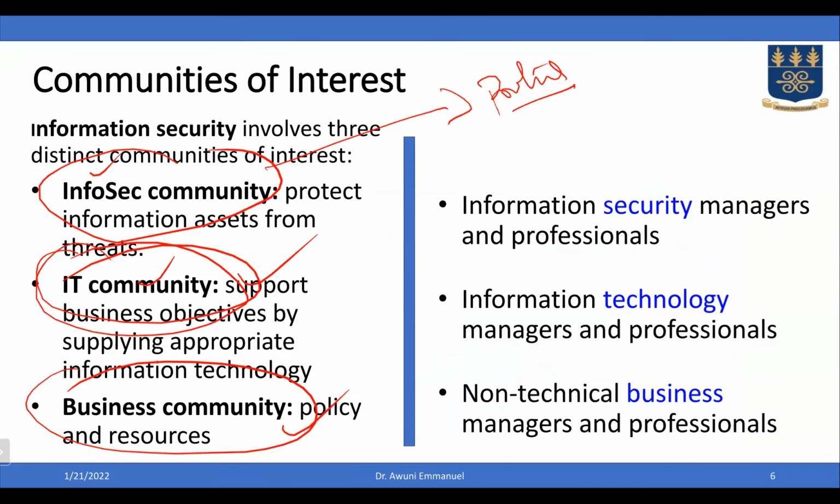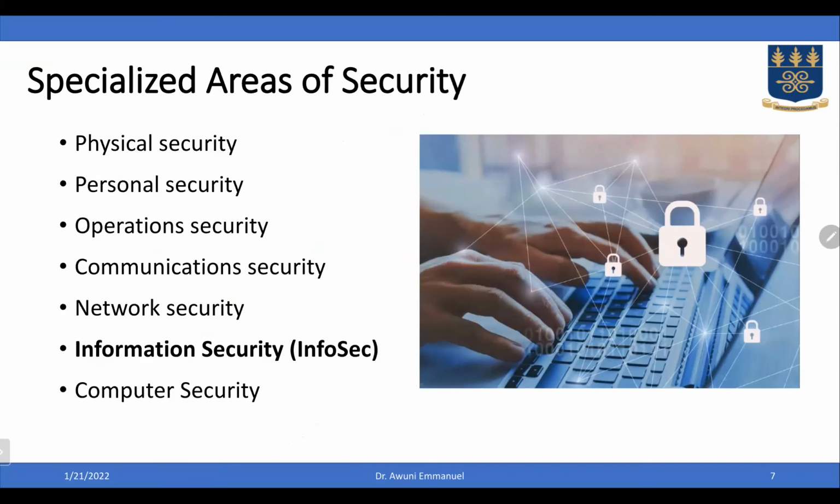The InfoSec community involves security managers and professionals. Information technology also involves managers and professionals in the IT space. And also we have the non-technical business managers and professionals being part of the protection of information assets. Okay, now let's look at specialized areas of security when it comes to the protection of information assets. We have physical security.